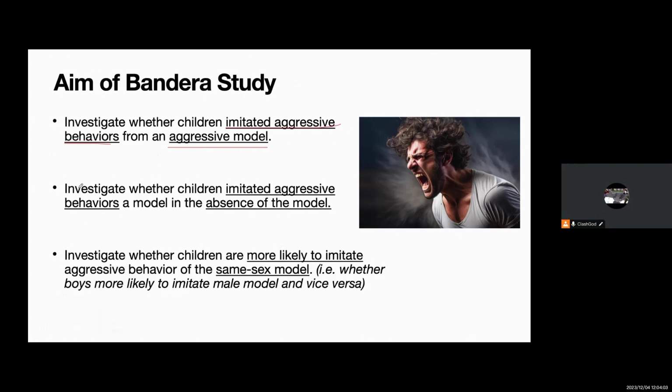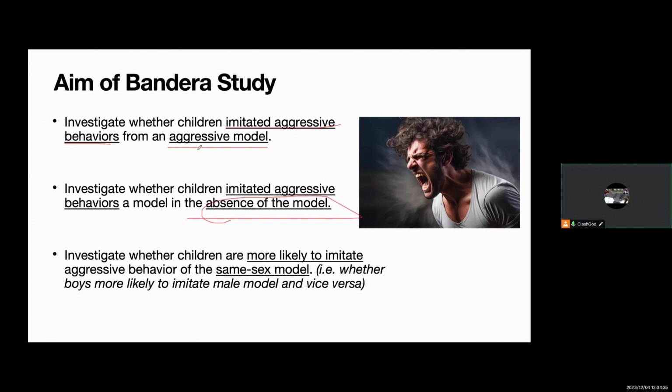Second, and this is quite interesting, is that we will investigate whether children imitated aggressive behaviors of a model in the absence of the model. This is the key, and it's different from the last one. So we want to see whether the children, for example, an adult hit the bobo doll and the adult left. When the adult has left and the model is absent, we want to see whether the child will still imitate the aggressive behavior. This is very important. This is a key differentiator between the first and second aim.